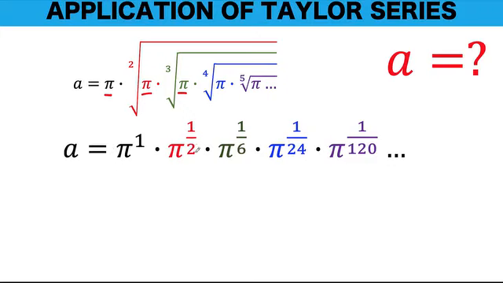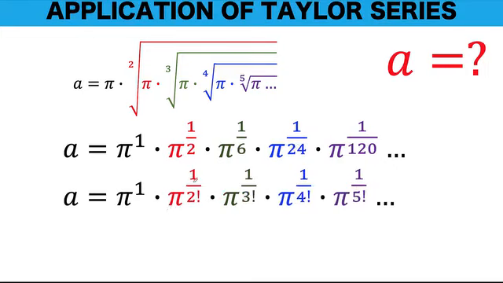Now notice that this 2 is the same as 2 factorial, this 6 is 3 factorial, this 24 is 4 factorial, and this 120 is 5 factorial. Therefore, we can rewrite this equation as pi raised to the first times pi raised to 1 over 2 factorial times pi raised to 1 over 3 factorial times pi raised to 1 over 4 factorial times pi raised to 1 over 5 factorial, and continue the pattern infinitely.